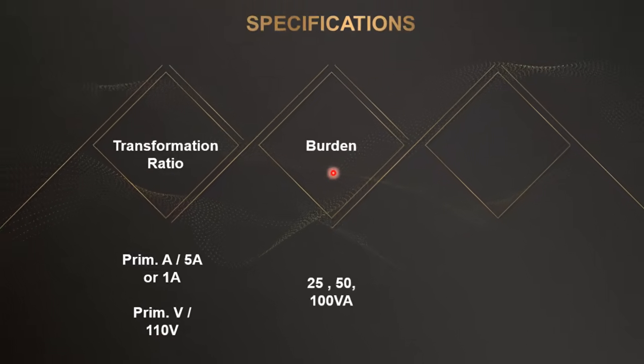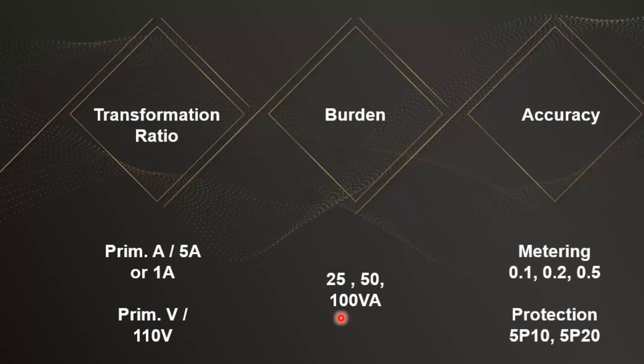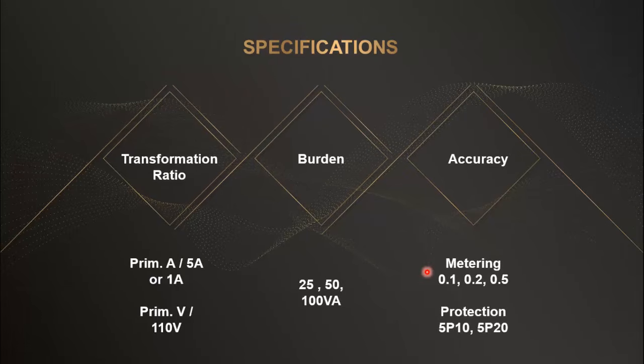This is also a very important parameter, which is the burden of CT or PT, and the unit of the burden is VA. The common values are 25, 50 or 100 VA. And finally, the accuracy, which is also a very important specification. We have two different types of classes for accuracy for both instrument transformers, and these are the very common values against each class. So I hope you get a basic idea of what is current transformer and potential transformer.